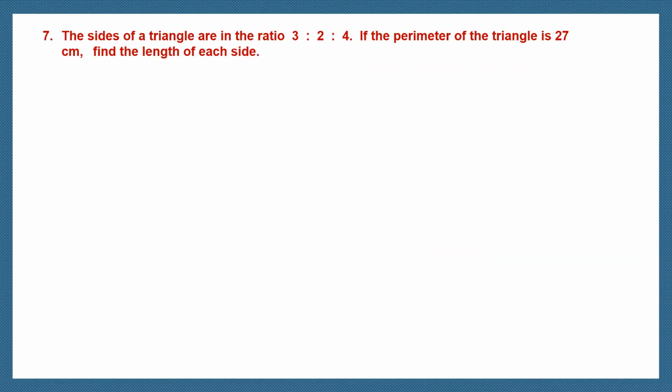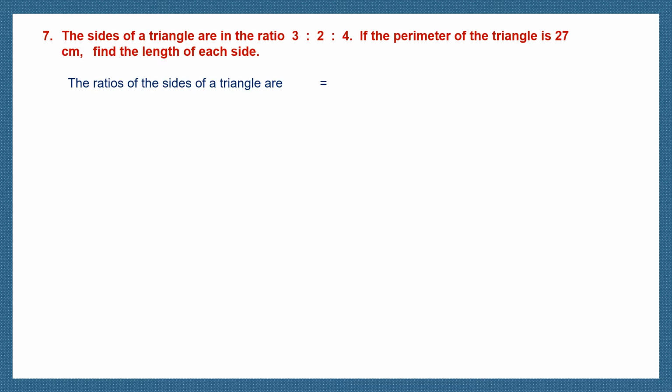Moving on to question 7. The sides of a triangle are in the ratio 3:2:4. If the perimeter of the triangle is 27 centimeters, find the length of each side. Here the sides of a triangle are given to us, and a triangle, as you know, has three sides. Perimeter is when you add up all these sides. It's the length of all three sides of a triangle.